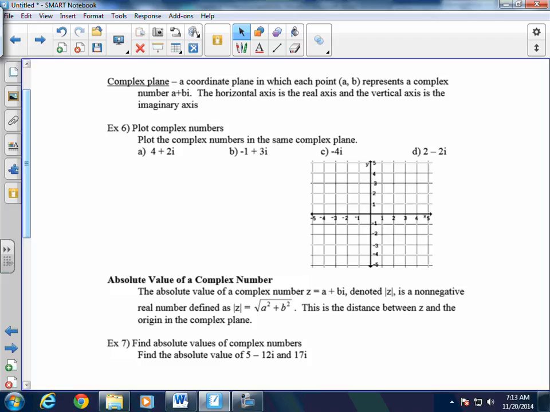All right, the complex plane is a coordinate plane in which each point (a, b) represents a complex number a plus bi. The horizontal axis is the real one. The vertical axis is the imaginary one. So these are going to be as easy as graphing regular ordered pairs. So 4 is the x-axis, essentially. So we're going to go over to 4, which is right there, and then up to here. So here is the point 4 plus 2i.